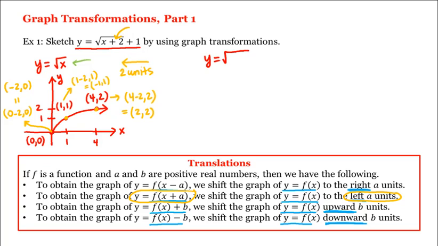All right, so let's sketch y is equal to the square root of x plus 2. So let's say this is the y-axis, and this is the x-axis. So we just found that the origin, that point 0, 0, was moving to -2, 0. So we have that point on our graph here, -2, 0. We also found that the point 1, 1 was moving to -1, 1. So we also have that point on our graph, -1, 1. And then we found that the point 4, 2 was moving to 2, 2. So we also have that point on our graph, 2, 2.